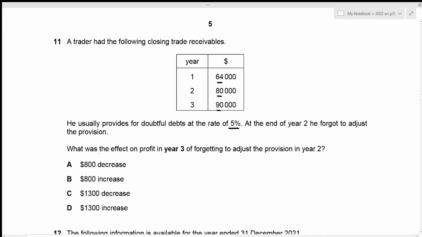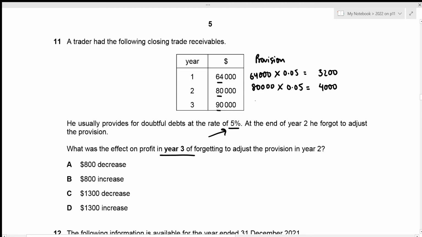We need to figure out the effect on profit in year 3 of forgetting to adjust the provision in year 2. First of all, let's figure out the provision for all 3 years. That is just going to be 5% of these amounts, right? So for year 1, that's 64,000 times 5%, which we can write down as 0.05, which results in the amount of 3,200. For year 2, that's 80,000 times 0.05, which results in the amount of 4,000. For year 3, that's 90,000 times 0.05, which results in an amount of 4,500.